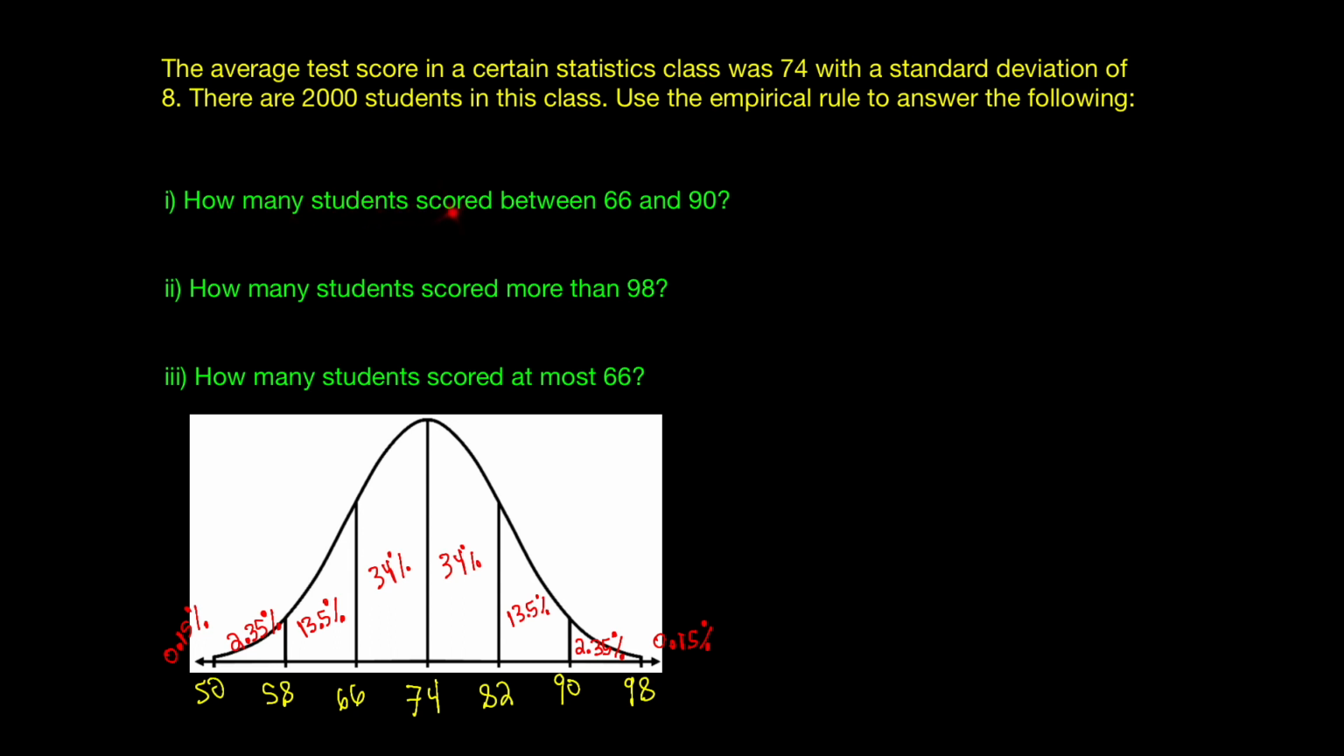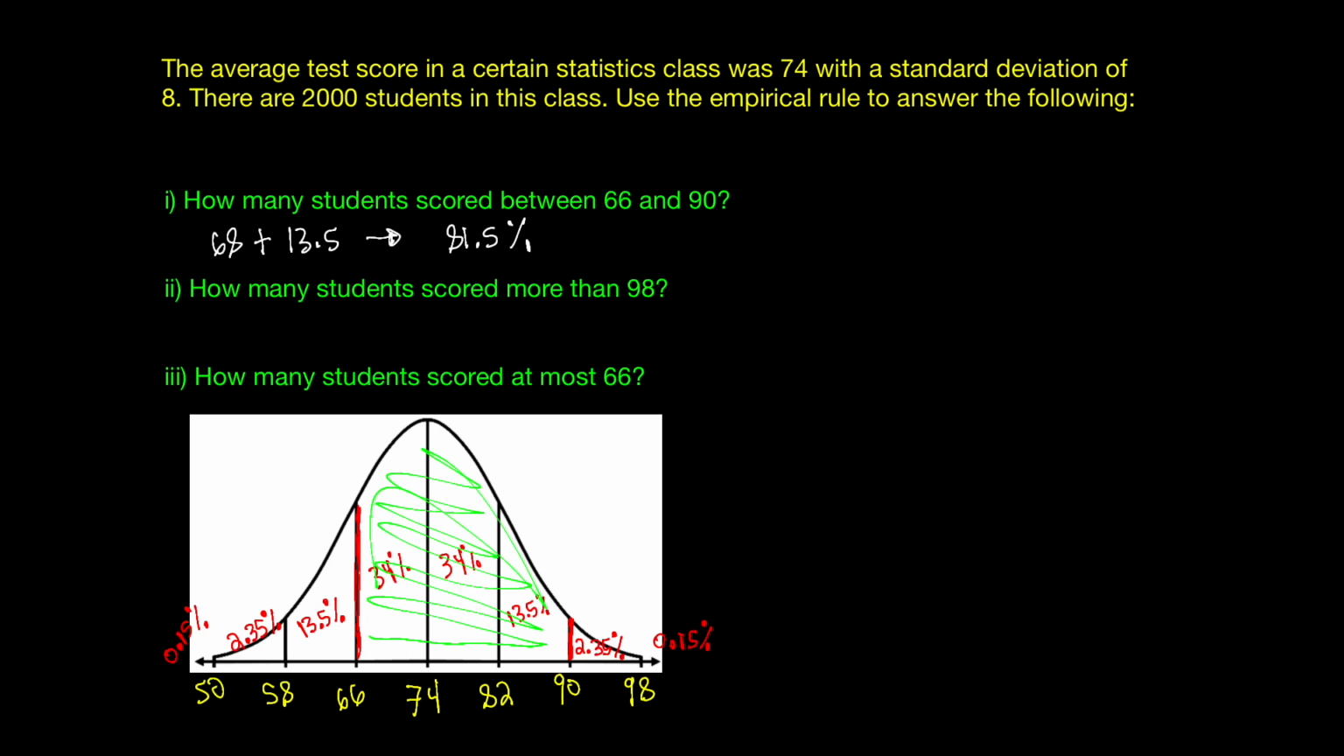How many students scored between 66 and 90? So first, I'm going to get the percentage. So my lower bound is 66, and my upper bound is 90. I need to grab the area in between those two limits there. And I can see that I'm going to need to add 34, 34, and 13.5. So here I have a total of 68. And if I add that with 13.5, I'm going to get a total of 81.5%.